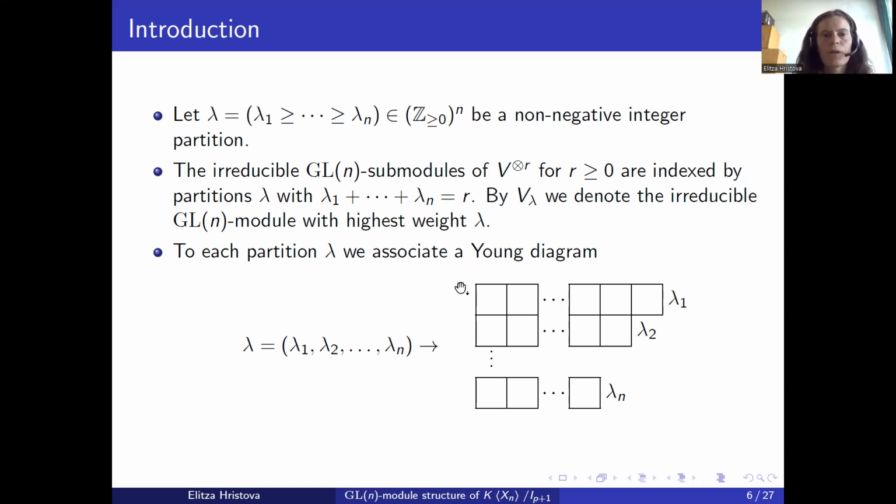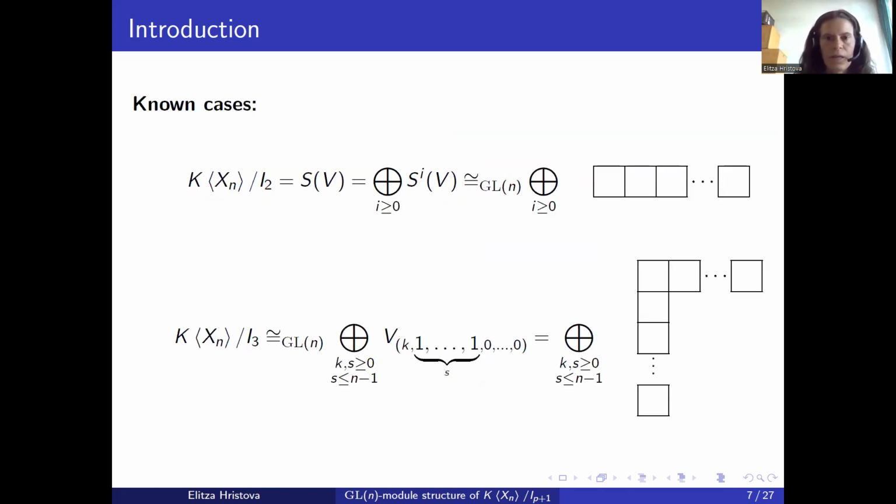And we also recall that to each partition lambda, we can associate a Young diagram, which is just a diagram of boxes such that there are lambda 1 boxes in the first row, lambda 2 boxes in the second row, and so on, lambda n boxes in the last row. Okay, and now let us move on to describing the known results.